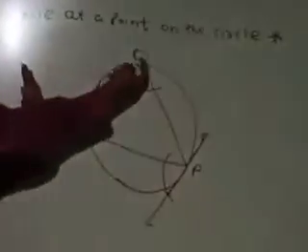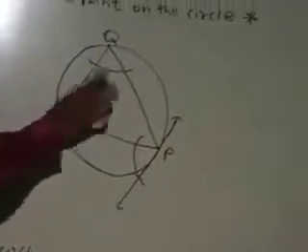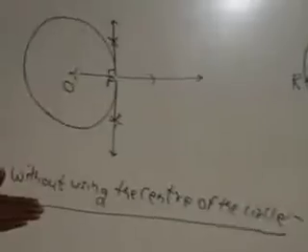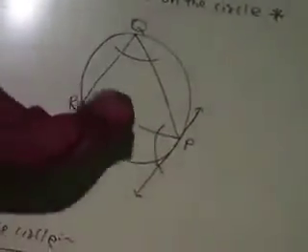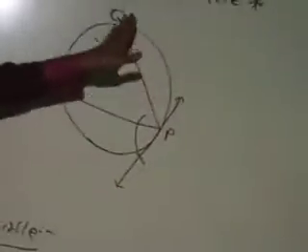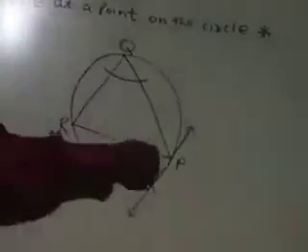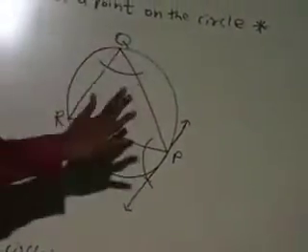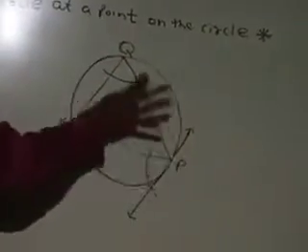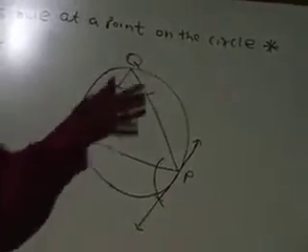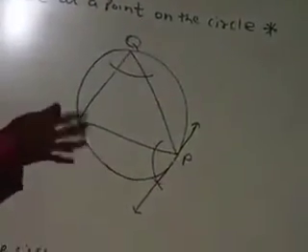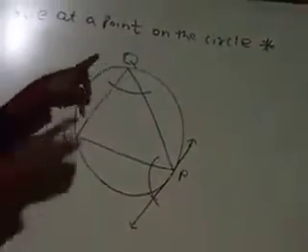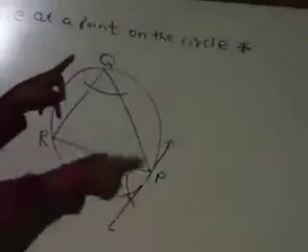Without using the center of the circle, first draw any circle. Do not name the center, because we are not using it. Then take any point P on the circle, and take Q and R anywhere. Join PQ, QR and PR. All are approximate: P anywhere, Q here, R here. Draw this triangle PQR.